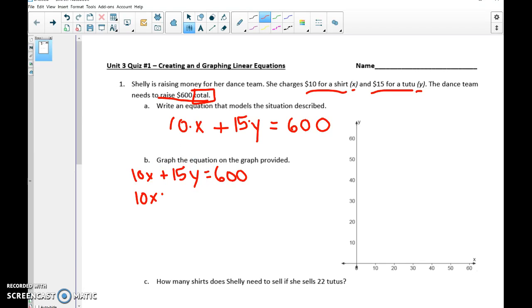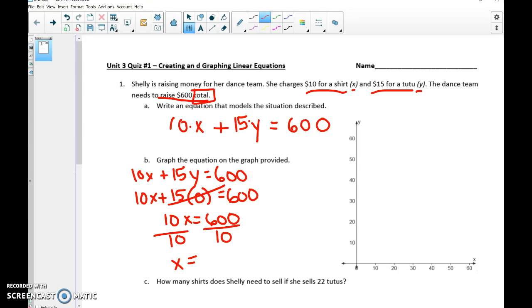So I'm going to have 10x plus 15 times 0 equals 600. Now what's going to happen is it's going to get rid of that variable, and I'm left with 10x equals 600. If I divide both sides by 10, I find out that x is 60, which is where I should put a dot on the x-axis because this is my x-intercept. That tells me where the graph crosses on the x-axis.